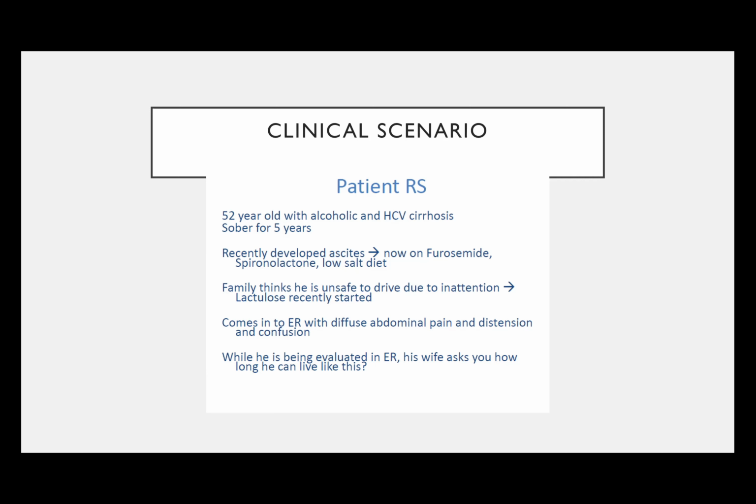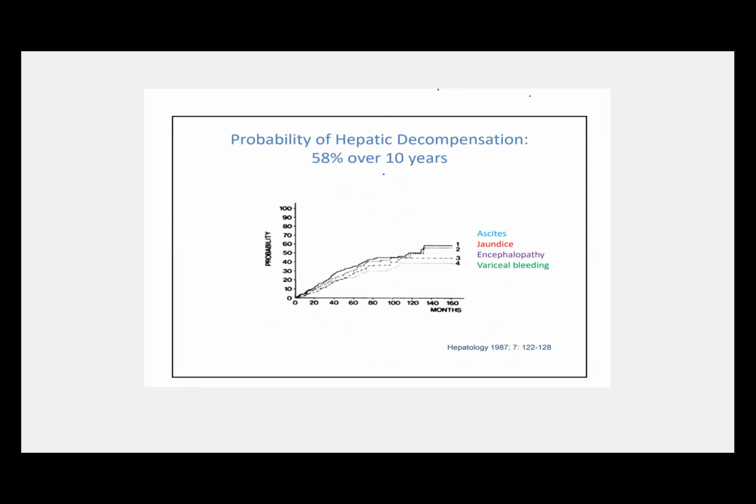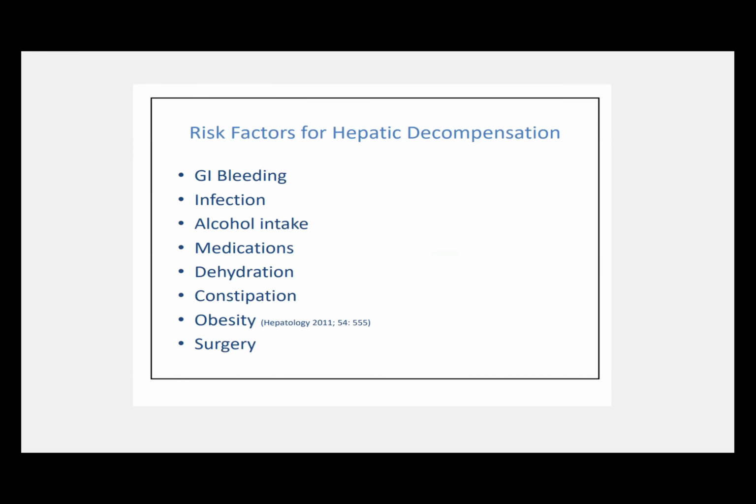So this question leads towards the prognostic models that we use when patients come into the hospital. Like we talked about, over 10 years, usually you'll have some form of hepatic decompensation, and most of the time that's going to be ascites. And there's always risk factors that will push people into hepatic decompensation. And these are things that you guys screen for all the time when patients come in.